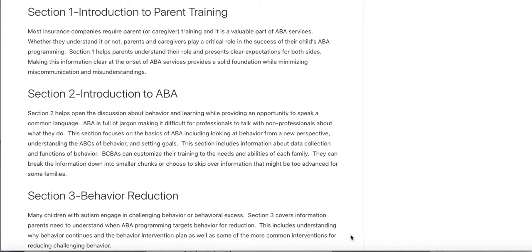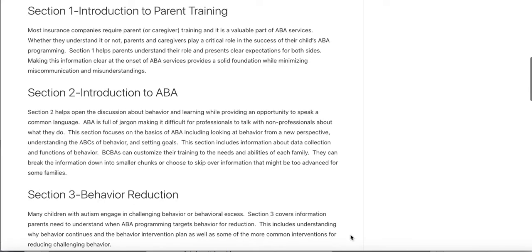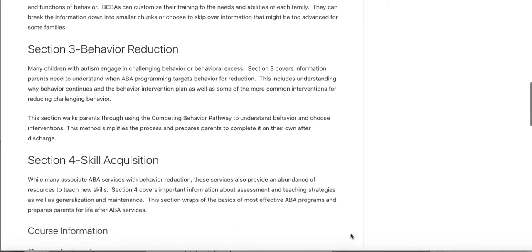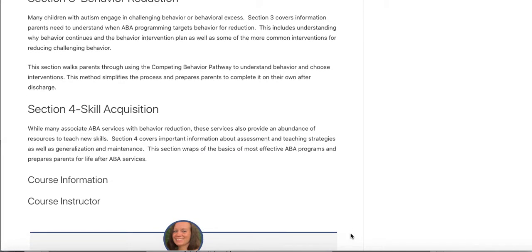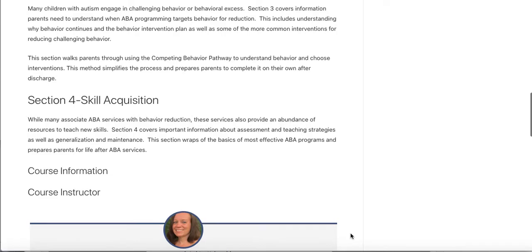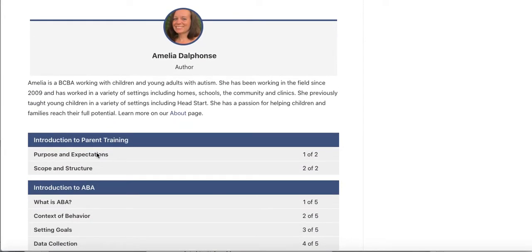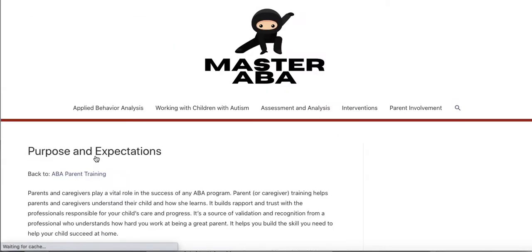This course is broken into 4 distinct sections. The first is Introduction to Parent Training. The second is Introduction to ABA. And the third is Behavior Reduction. And the last one is Skill Acquisition. So if we wanted to just get started in this course, we'll start with the purpose and expectations.